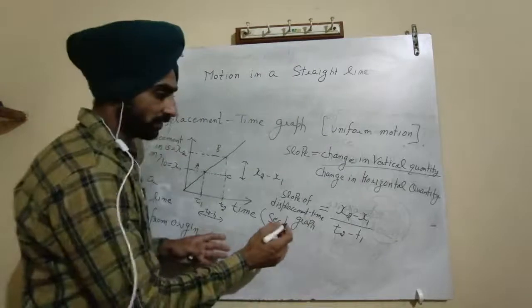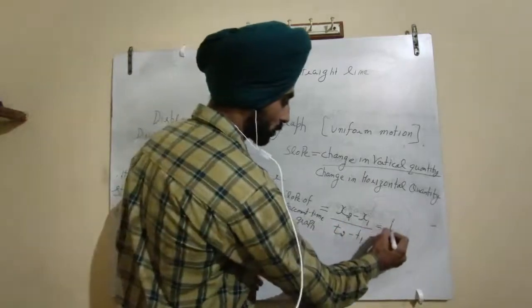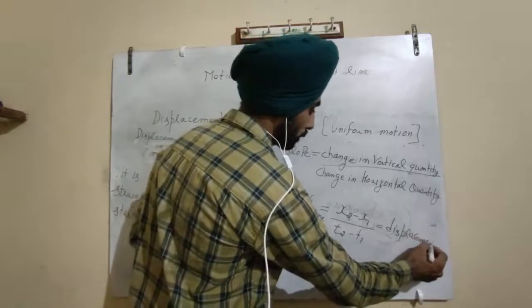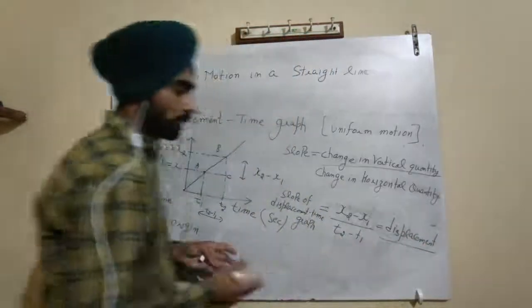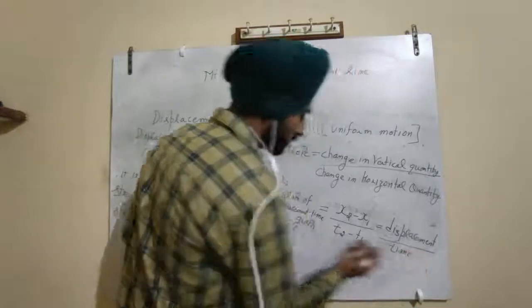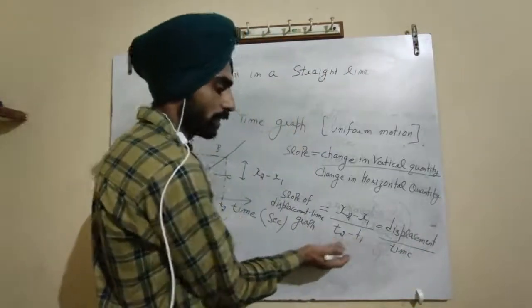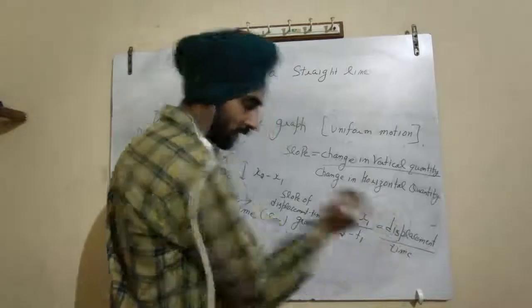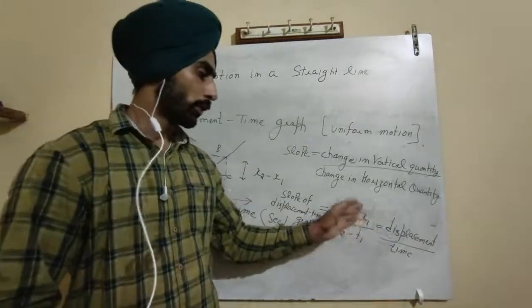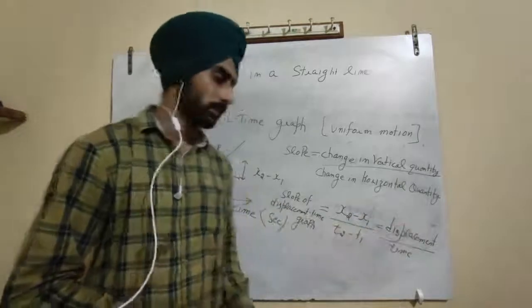So what is there? This is displacement, x2 minus x1. It will be a displacement. And t2 minus t1 will give the time. Because if you subtract 10 seconds from 15 seconds, you are going to get 5 seconds, and that is a time. And if you subtract 10 meters from 15 meters, you are going to get 5 meters, and that is a displacement.